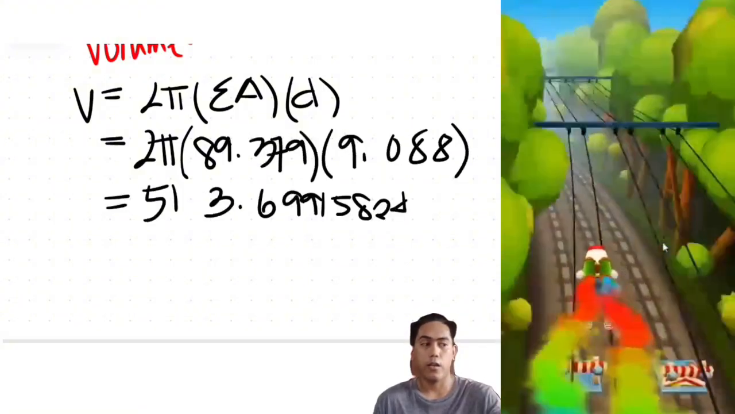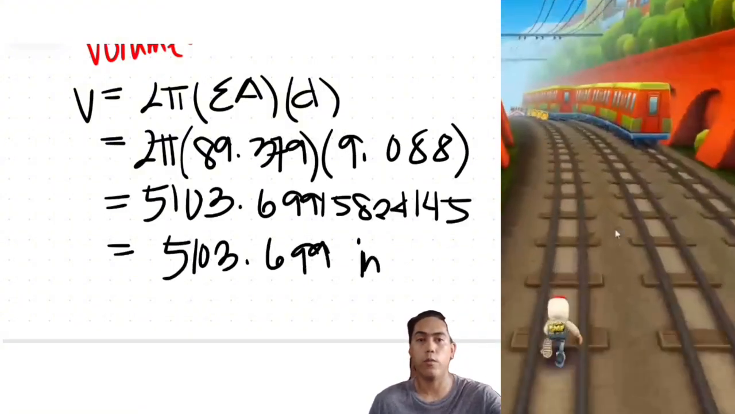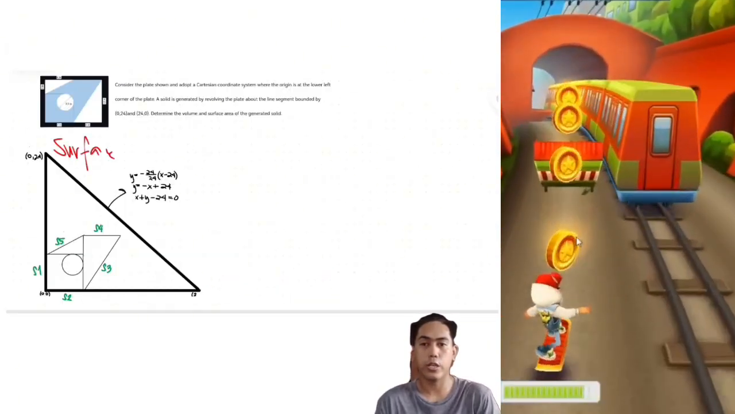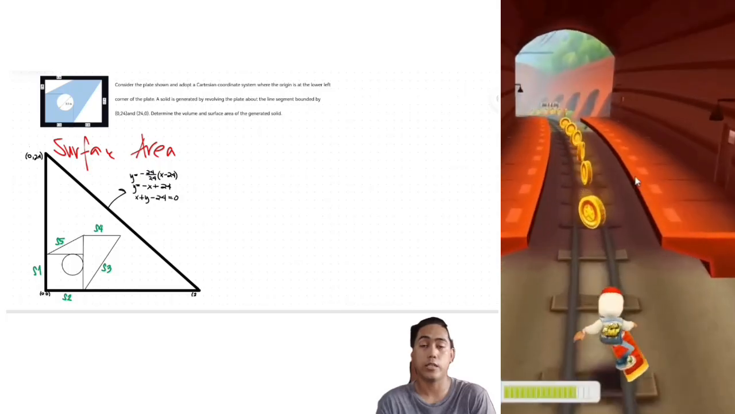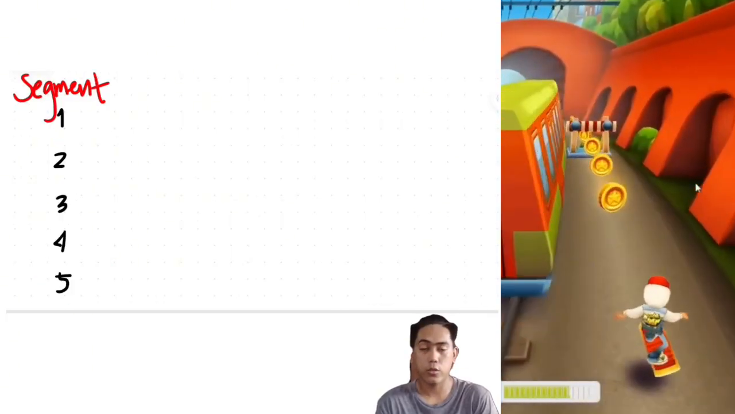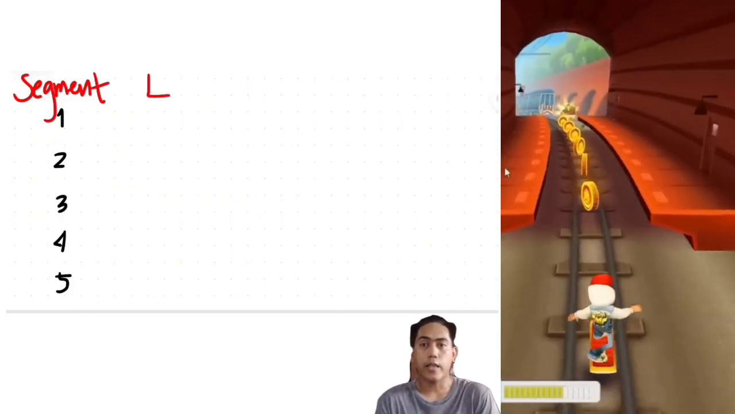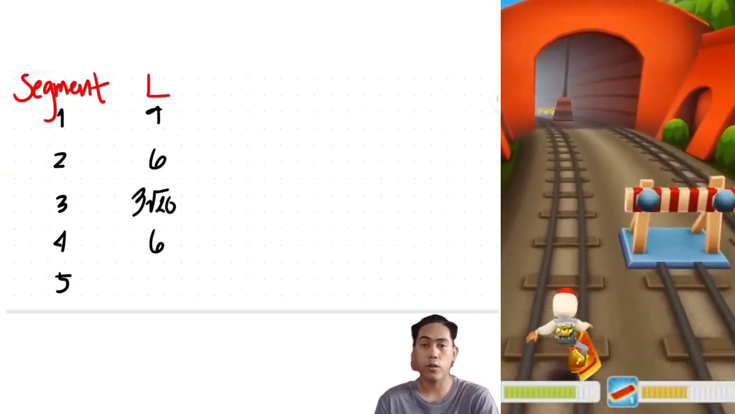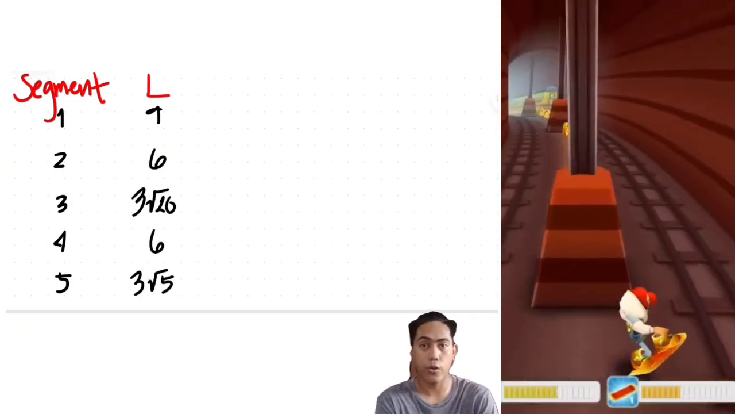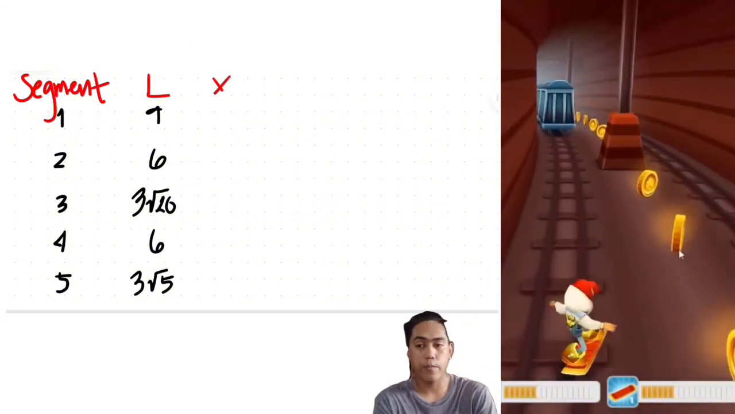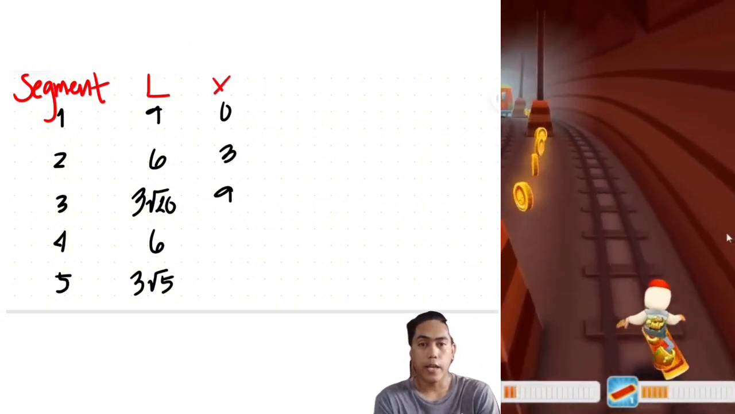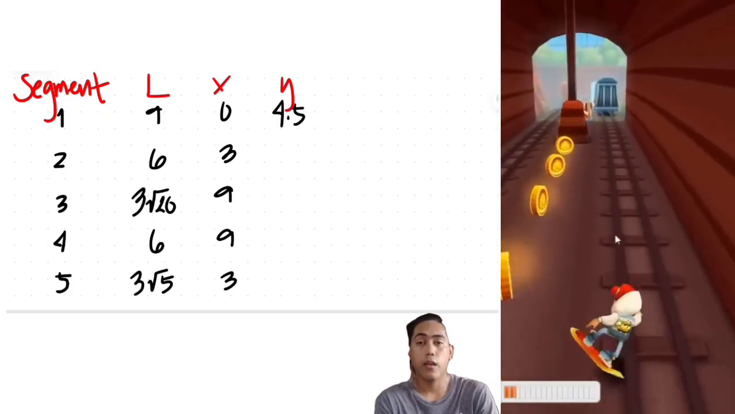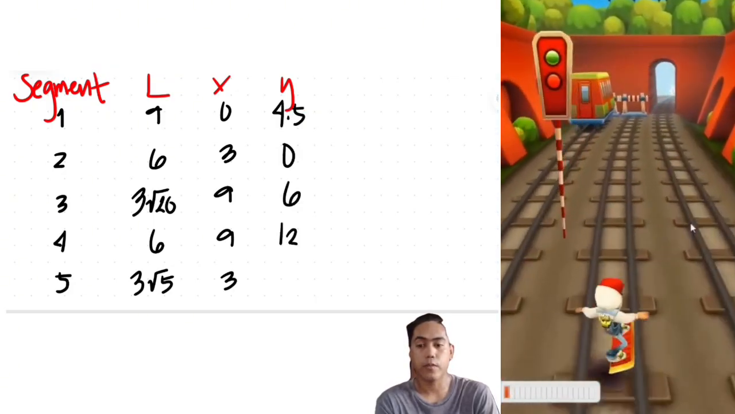5103.699 cubic inches. Now, to solve for the surface area, we will also use the theorem of Pappus-Goldinus, which is surface area equals theta times r bar times L, where theta is the angle of revolution, r bar is the distance between the centroid of the generating shape and the axis of revolution, and L is the perimeter of the generating shape.